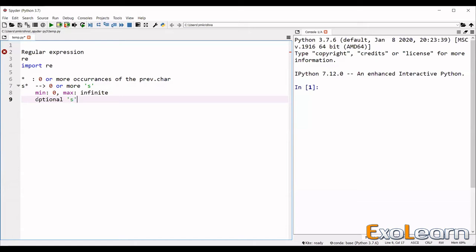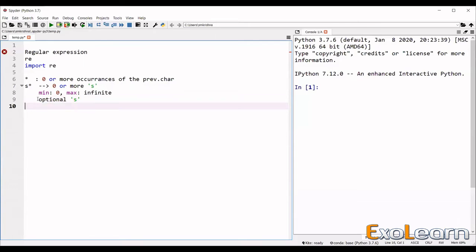For example, I'm just taking S. It could be anything. We can understand it well when I go for examples, but just let me complete all the special symbols that are available. Similarly, the next character we are going to discuss is plus. As in the case of star, as it spoke for the character before it, similarly plus also speaks for the character before it. So plus means one or more occurrences of the previous character.